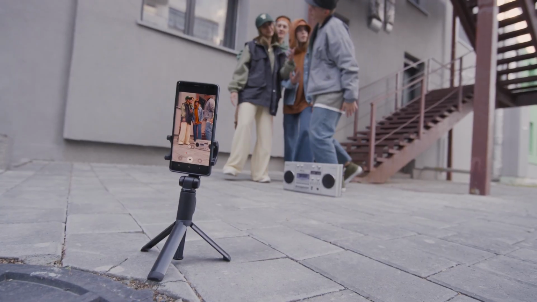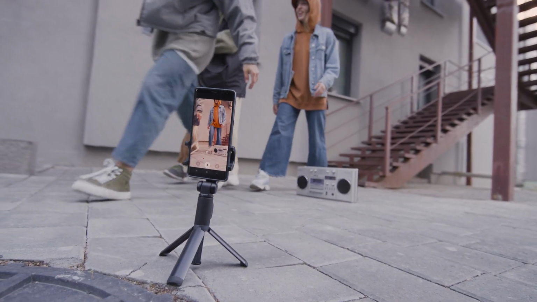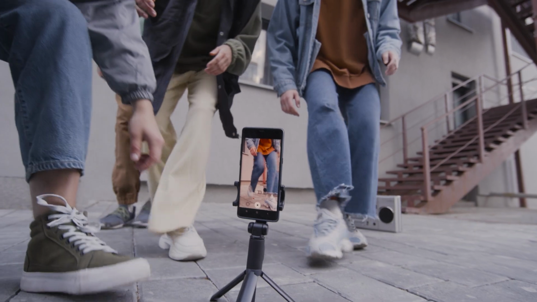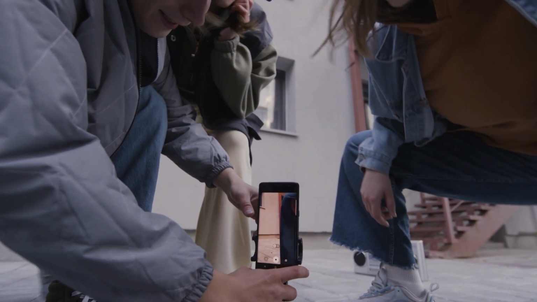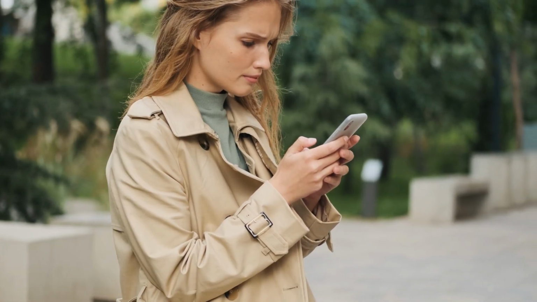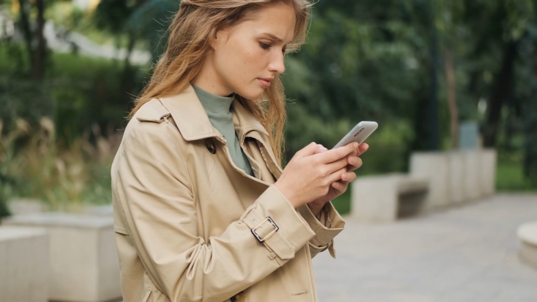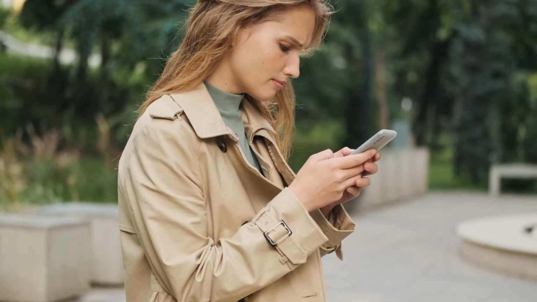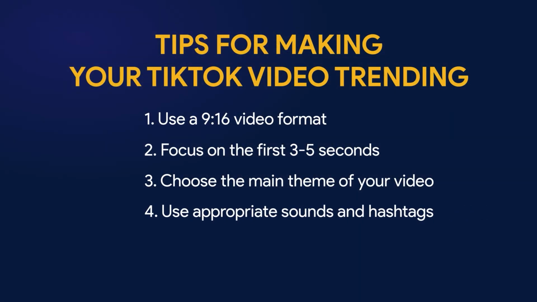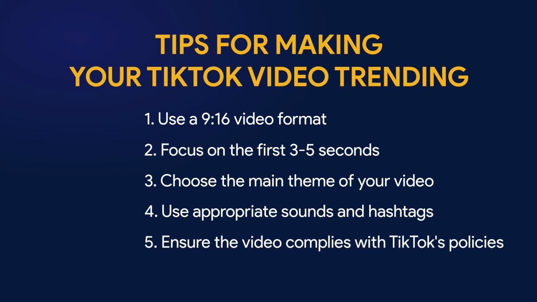If you post too many unrelated topics on the same channel, TikTok will have difficulty categorizing your channel. TikTok's AI will not be able to determine your target audience, and your videos may be distributed to users who are not interested in your content. Fourth, use appropriate music and hashtags. Avoid using copyrighted music and choose hashtags related to your video's content so that TikTok can distribute it more easily. The fifth, ensure that your video does not violate TikTok's policies.